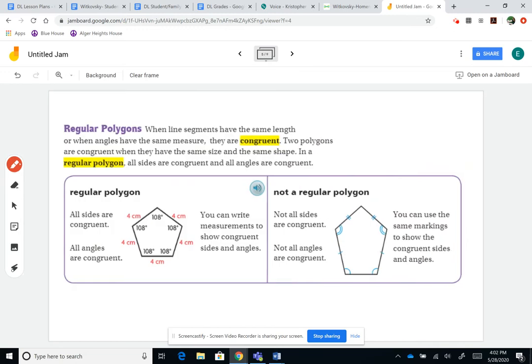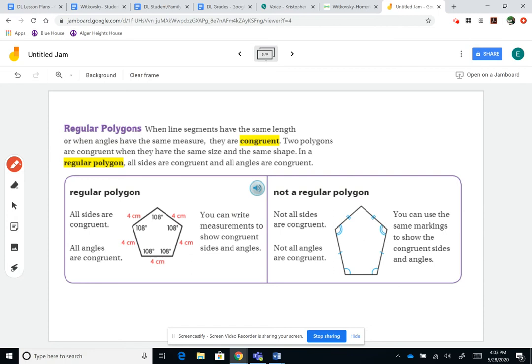Regular polygons. When the line segments have the same length or when angles have the same measurement, they are congruent. If you look down at the regular polygon, each side is 4 centimeters long and each angle is 108 degrees. We would use a protractor to measure that, but we don't have an online protractor right now. But the fact that they are all the same, we can use a different word than using the same, and it's called congruent. It's just a fancy word for the same.